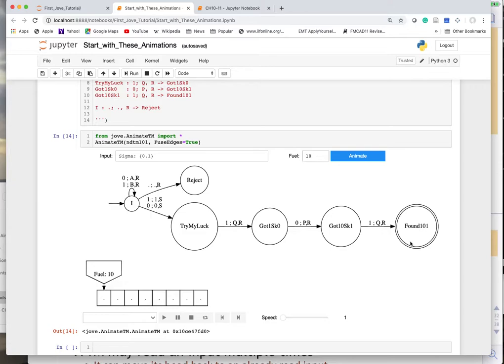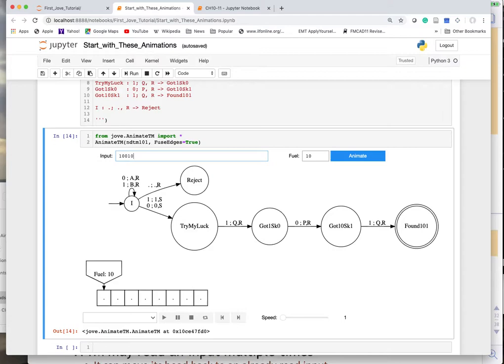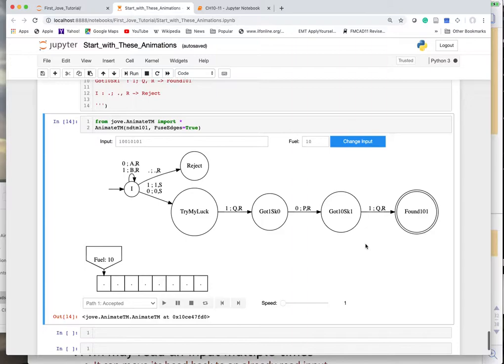So again, if I put 101, 101 like that, and if I say animate, let us do single step now. And you can see the non-deterministic options open up. I'm doing a single step, see that? So there's a non-deterministic option. I could either try my luck or keep hoping for more. Because some of them are dying out. At some point, this is path one, which is accepted.